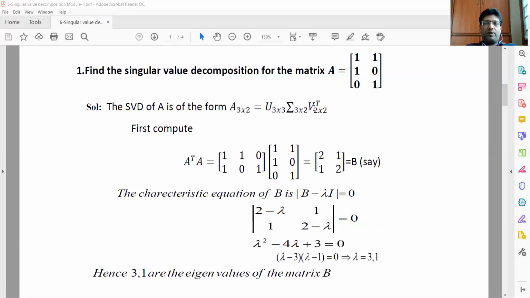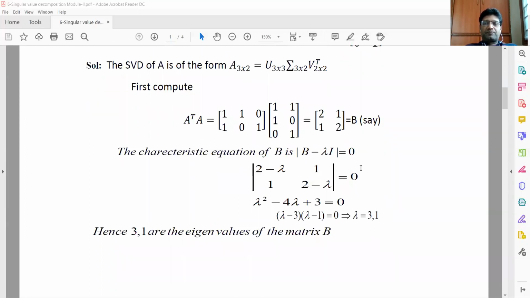So now we are calculating V first. For that we require A transpose A. So A transpose, the transpose of this one, is written here. A is this given matrix. So this is of order 2 by 3. This is 3 by 2. Therefore the resultant is 2 by 2. So this matrix we will get by multiplying these two. So I am taking this one as B.